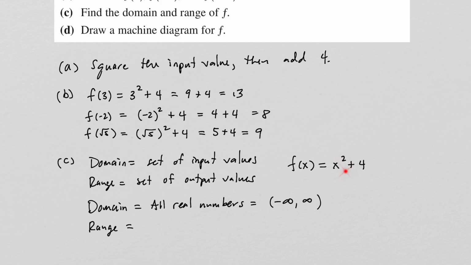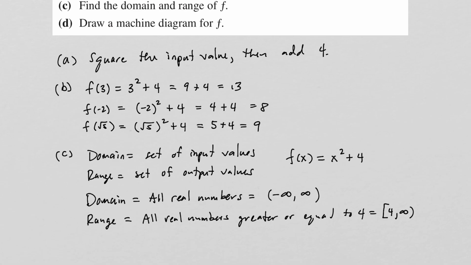So the smallest number we're ever going to get for our y value, or our f of x value, is going to be 4, and then there is no limit to how large that number can be. So the range is going to be all real numbers greater or equal to 4. And that would be all numbers from 4 up to infinity.